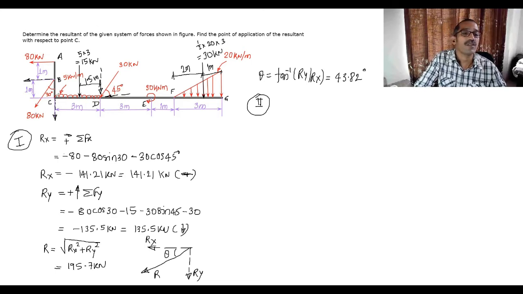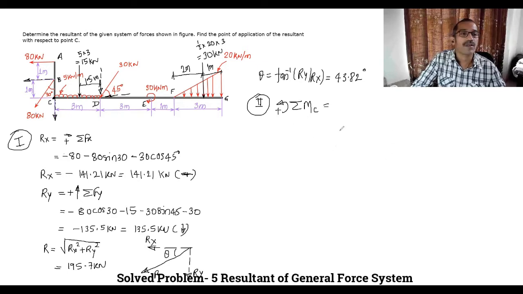That means this one is the location, right? Now we'll take moment about this point. Is the sum of moments about point C equal to what? This is our first step in finding the point of application of the resultant. Once we find this moment, then we'll apply Varignon's theorem.